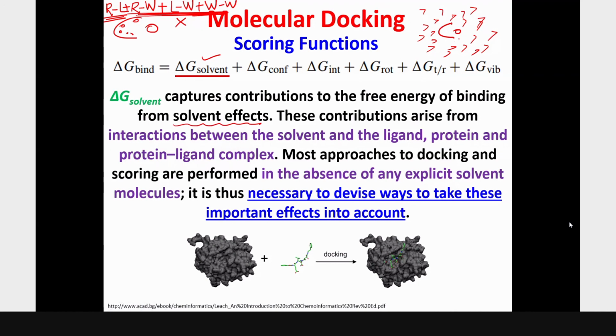In your case the most important molecule is your receptor, which has a large number of atoms, and as you want to focus on the ligand, you ignore the rest of it. So most of the docking calculations you do are in the absence of any explicit solvent, meaning you do not consider any actual water molecules when doing the calculation. So it is important to devise ways to take these important effects into consideration in your calculations. So how do people do this?